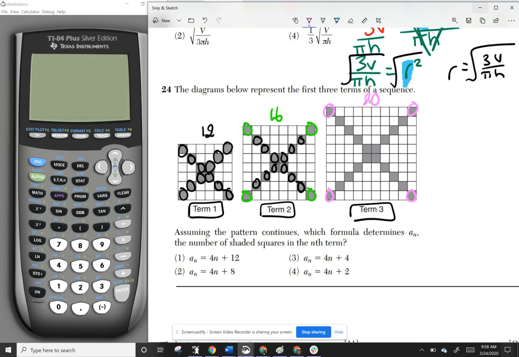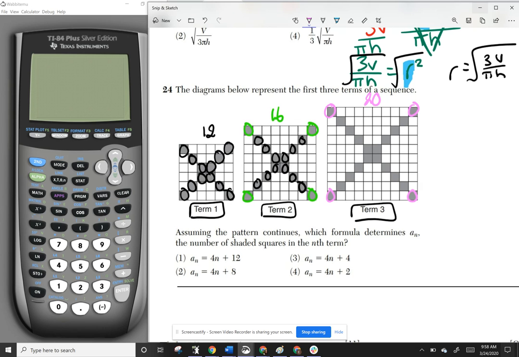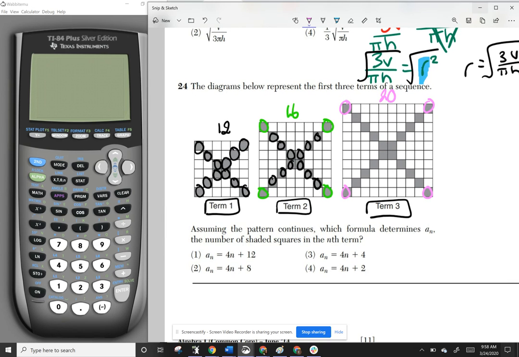And if you look at all your answer choices, yeah, all of them have 4n. So that, while we need it, it's not helpful yet. Okay, but now what are we starting with? What's our initial value or our y-intercept? Are we starting with 12 because term 1 has 12? Well, no, because if that was true, you would get 16, right? Because you'd have to do 4 times the first term plus 12, you would get 16.